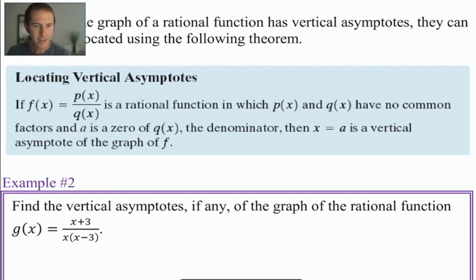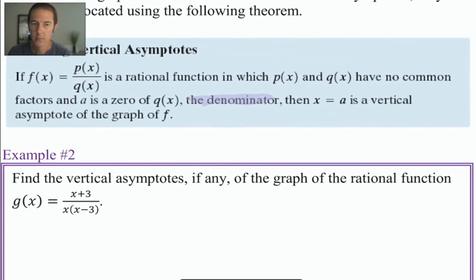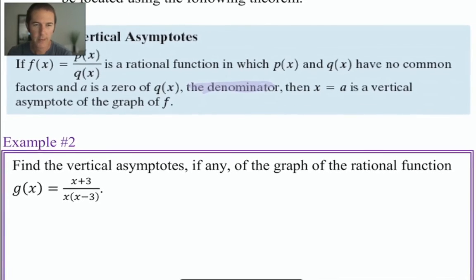And a is a 0 of q of x, so some number a can be plugged into the function q, causing it to equal 0. Q of x is the denominator. Thanks for pointing that out for us. Then x equals a is a vertical asymptote. Okay. I feel like I want to understand that.